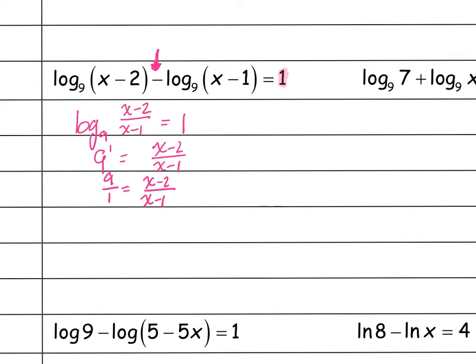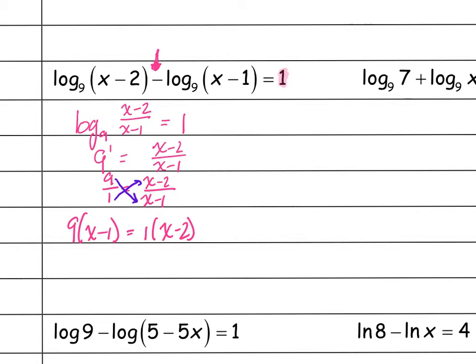So now we have a fraction equaling a fraction. So how do I solve that? Does anyone remember? Right, I cross multiply. So I'm going to multiply this times that and this times that. So I get 9 times (x minus 1) equals 1 times (x minus 2).